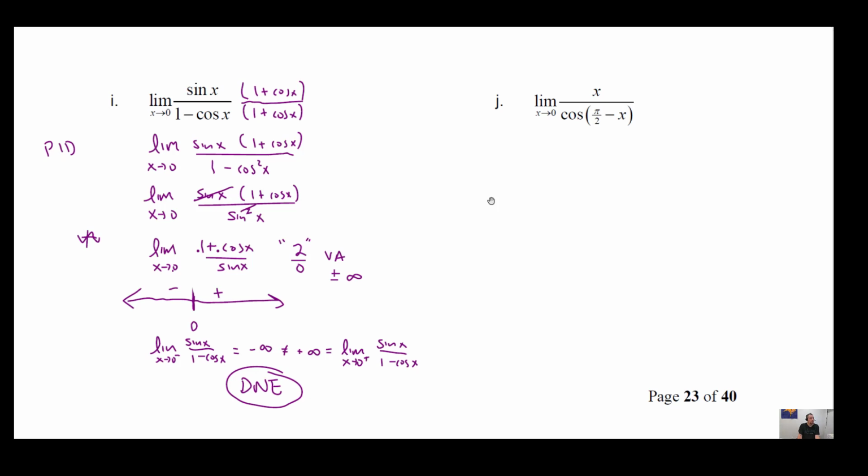Final one for this page is really easy if you know your cofunction identities. The cofunction identities would say that this is the same as limit as x goes towards 0 of x over the cosine of a complement is the sine, and that's just the reciprocal of 1. If you didn't know that, then I guess you'd have to break down into some of the cosine formulas, right? Addition and subtraction formulas on the cosine, which would be much more painful.